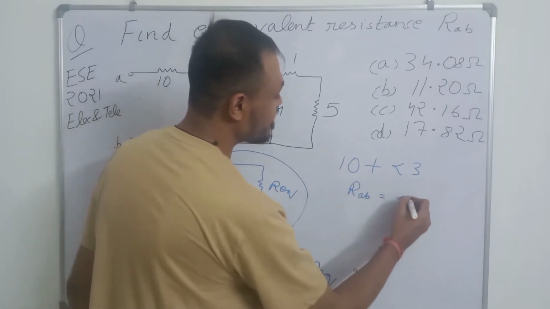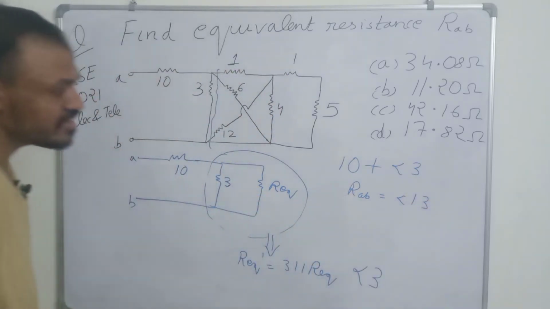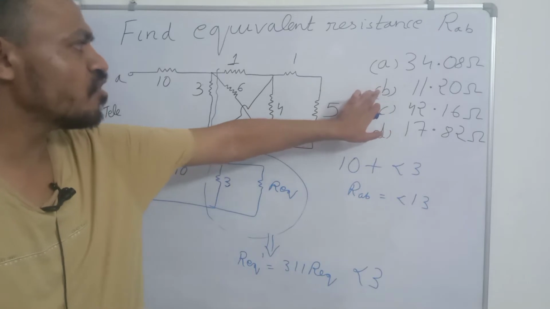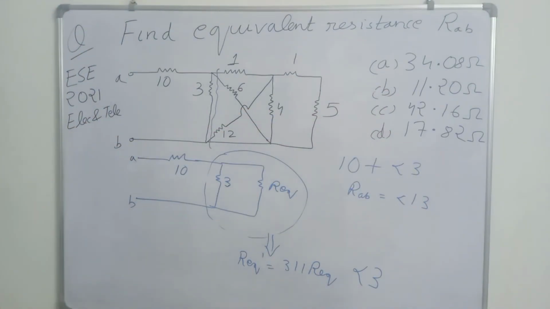So RAB will be a value which is less than 13, and in the options we have only one option less than 13, which is option B. Only option B is less than 13. So this was a very easy question. It will hardly take you 10 to 15 seconds if you solve it by this short trick. So option B is the correct option, which is 11.20 ohm.